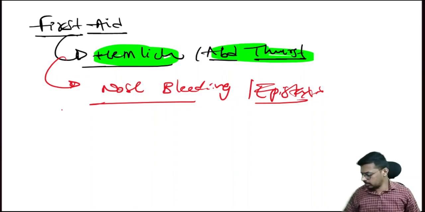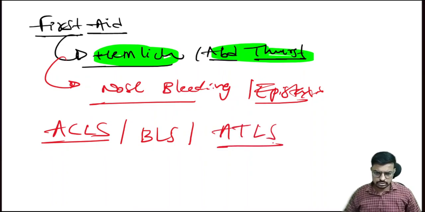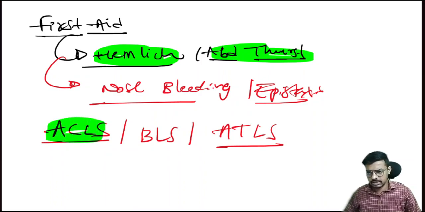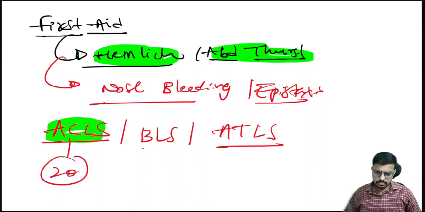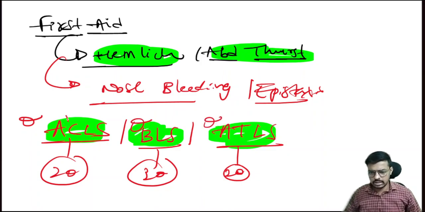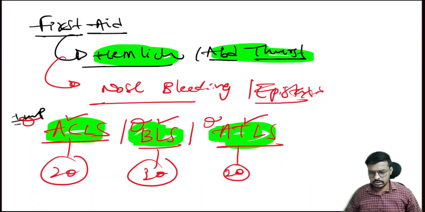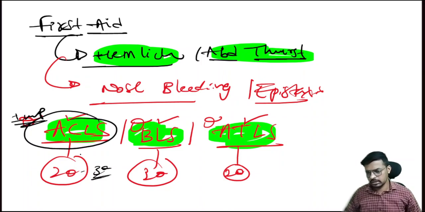Repeatedly asked questions. And here we also need to cover advanced cardiac life support, basic life support, and advanced trauma life support. From ACLS itself two questions may come, BLS itself two questions may come, and ATLS itself two questions may come. So this one is a must revise: ACLS, BLS, and ATLS. Bachcho, I am telling you it is very important. One topic alone can carry a weightage of at least 2 to 3 questions. Very important. Don't neglect this one.